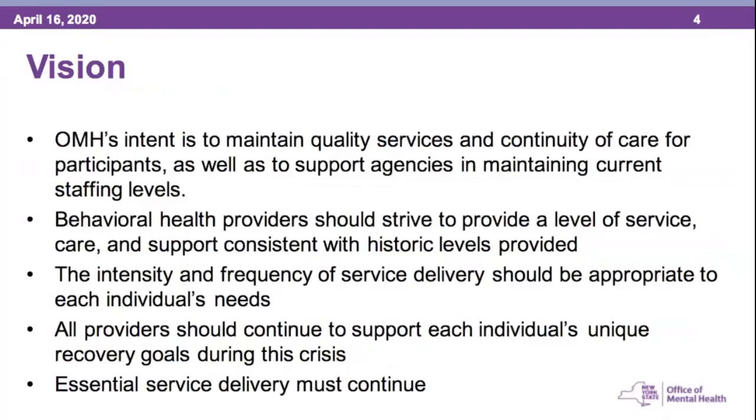As OMH relaxes documentation and billing standards, we do also expect that programs will continue to maintain quality services and continuity of care to every extent possible. We hope that the relaxation of billing standards also supports agencies in maintaining current staffing levels. We ask that providers continue to support individuals and ensure access to essential services during the disaster emergency.